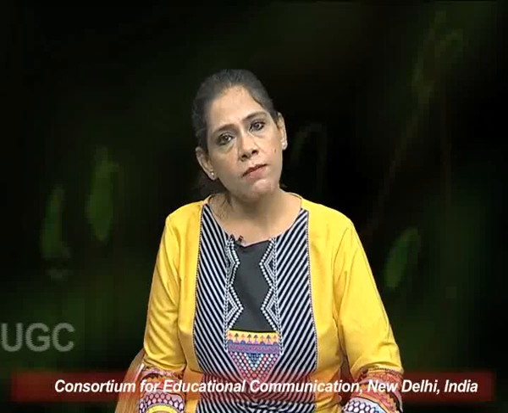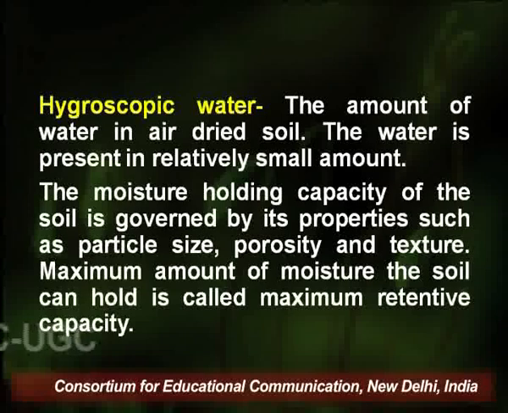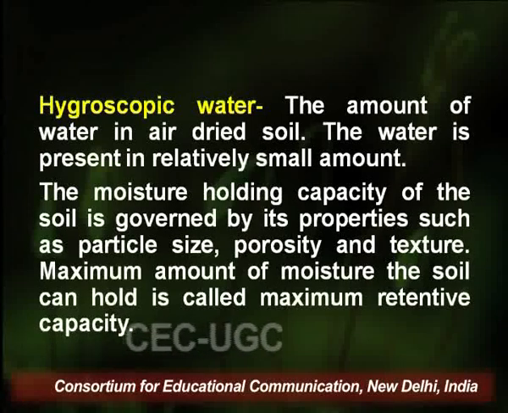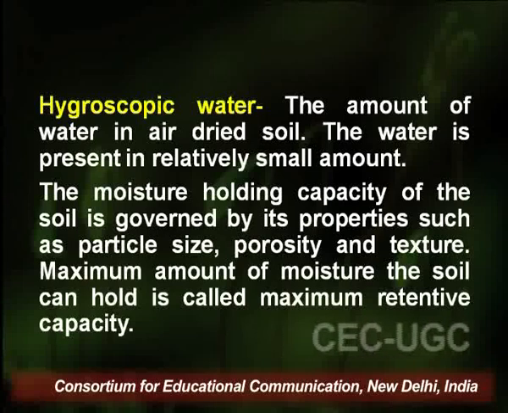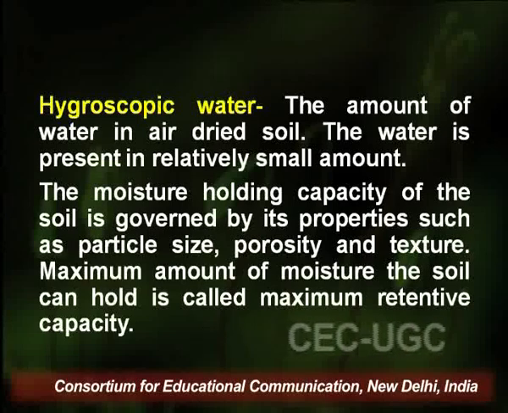The water is enclosed in the spaces between soil particles as a thin film. This is the most important source of water utilized by plants from the soil. Now, the third is the hygroscopic water. The amount of water in air-dried soil. The water is present in a relatively small amount in this form, right? So, the moisture holding capacity of the soil is governed by its properties such as particle size, porosity, the texture. Maximum amount of water or moisture the soil can hold is called its maximum retentive capacity.